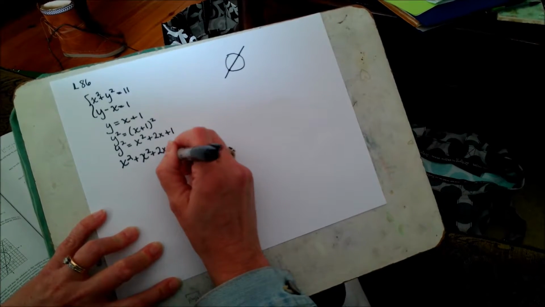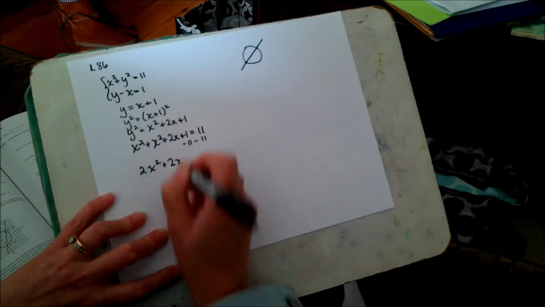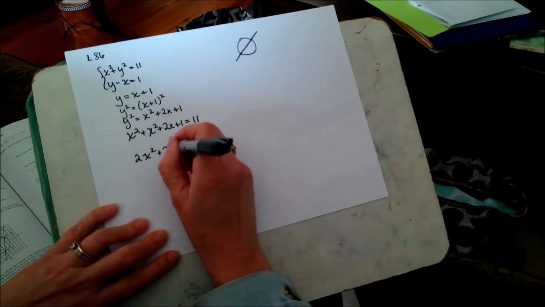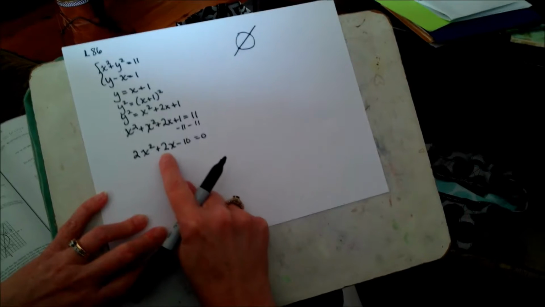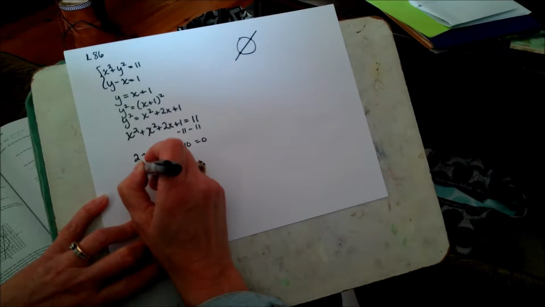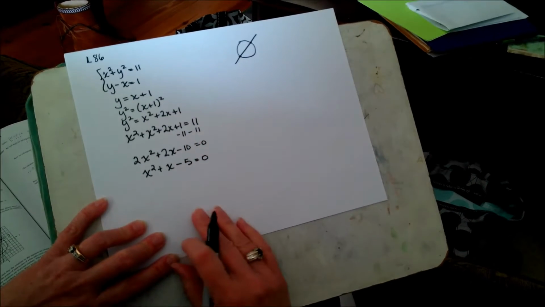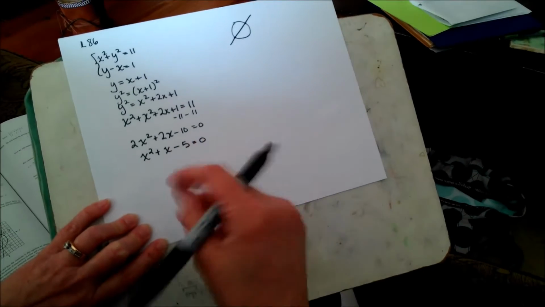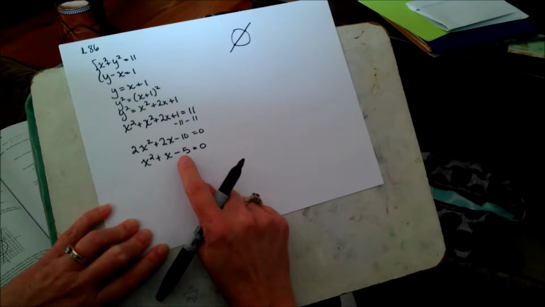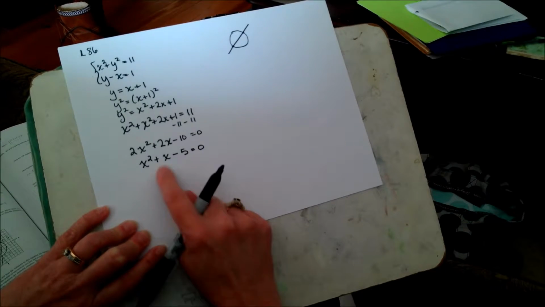We want it equaling 0. So we've got 2x squared plus 2x minus 10 equals 0. And we recognize very quickly that all 3 terms have a common factor of 2. So we can get rid of that common factor of 2 and have x squared plus x minus 5 equals 0. So here's where our not factoring comes in, because the only 2 factors of negative 5 are negative 1 and 5, or 1 and negative 5, and neither one of those adds up to 1.